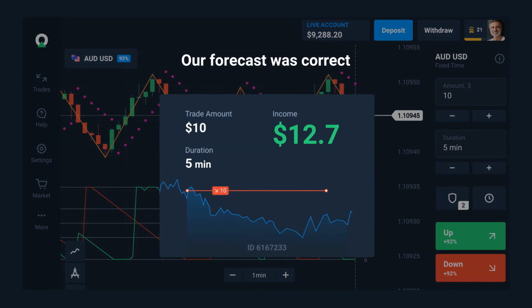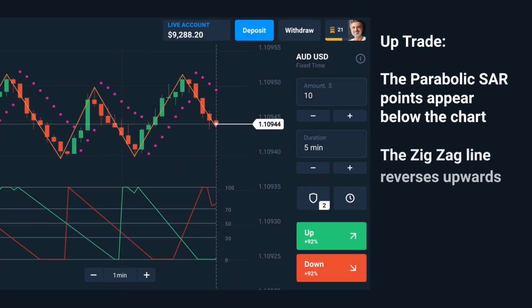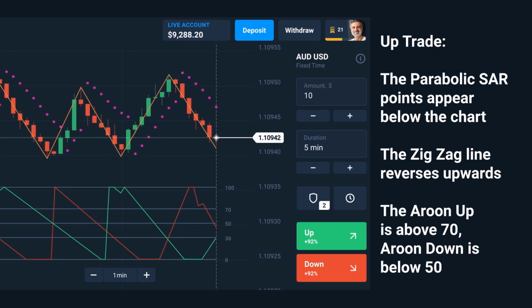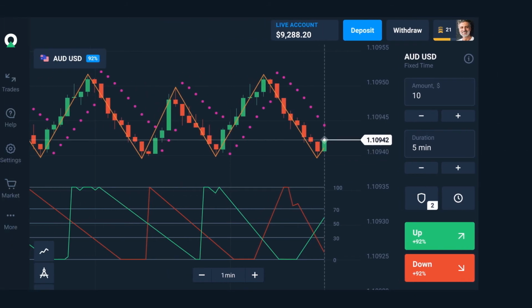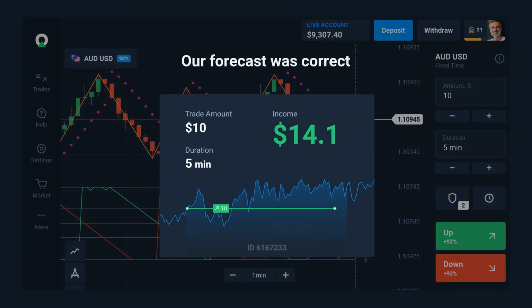Our forecast was correct. Wait for parabolic points to appear below the price chart, the zigzag line to reverse upwards, the Olymp up line to appear above the 70 marker, and the Olymp down line to appear below the 50 marker to open an up trade. Open a 2 to 5 minute trade. Our forecast was correct.